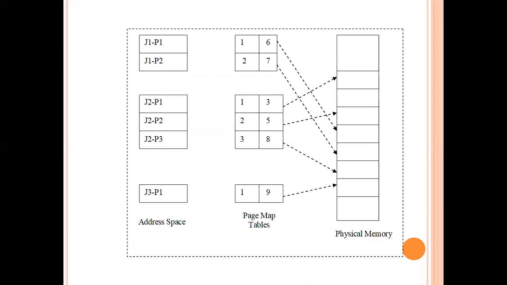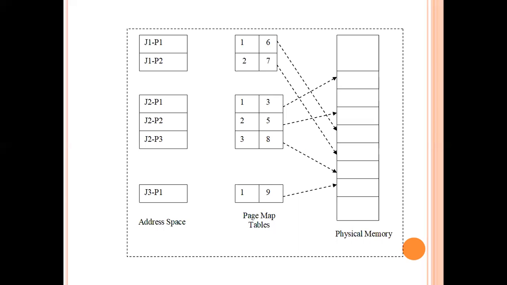For example, in this case, when you consider the memory block table, 1, 2 is occupied by the operating system, third is occupied by job 2, fourth is free, fifth one is occupied by job 2, sixth one is occupied by job 1, seventh one is occupied by job 1, eighth is occupied by job 2, ninth is occupied by job 3. Whereas the fourth block and the 10th block are free.